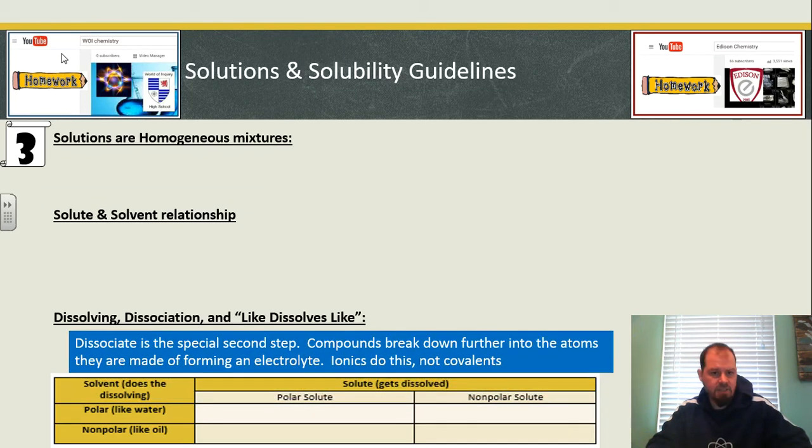Because then dissociate is the next special second step. I say special because not everybody dissociates. Lots of guys dissolve, not everybody dissociates. This is when the compounds break into their atoms or ions, forming specifically an electrolyte. Ionics do this and covalents don't.